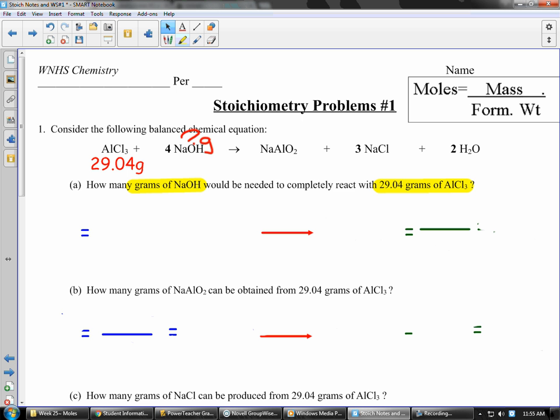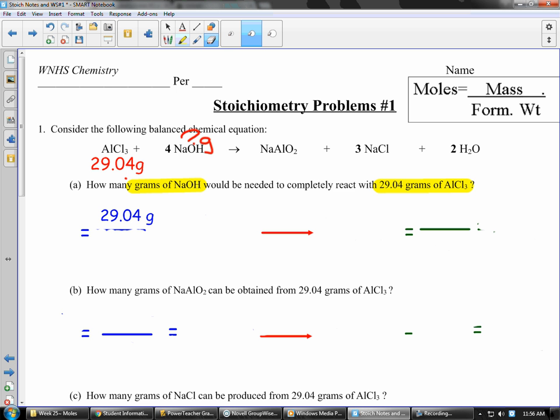So in our steps, we said first balance, good. Second, we are going to take our given, which is 29.04 grams, and we're going to turn that into moles. A common mistake is to say, oh look, this is just 1 to 4, so let's just multiply this by 4. You cannot do that because you can only compare in moles.